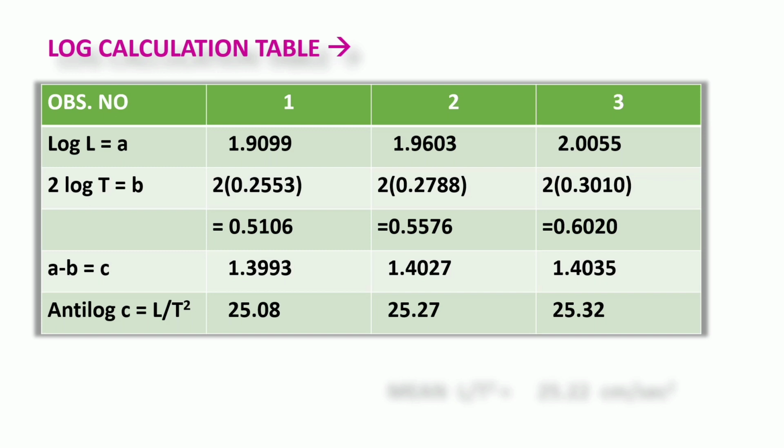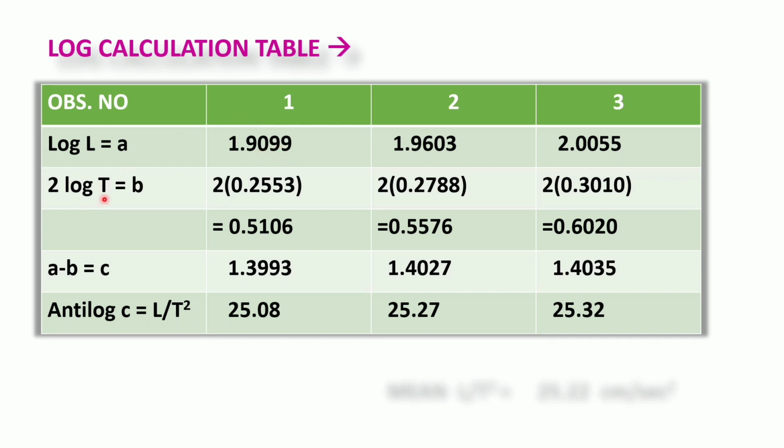Now you know that log of L, which is nothing but log of 81.26, has 2 digits before the decimal point, so the characteristic is 1. For 91.26 again the characteristic is 1. For 101.26 the characteristic is 2. And then the mantissa part will be obtained from the log book.